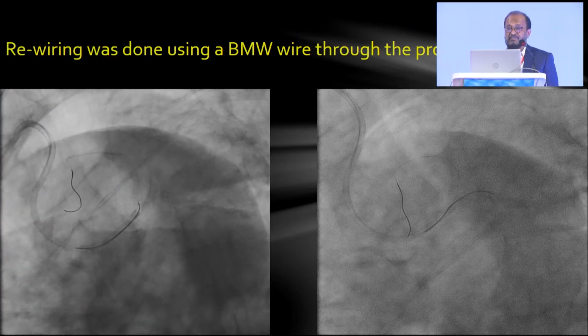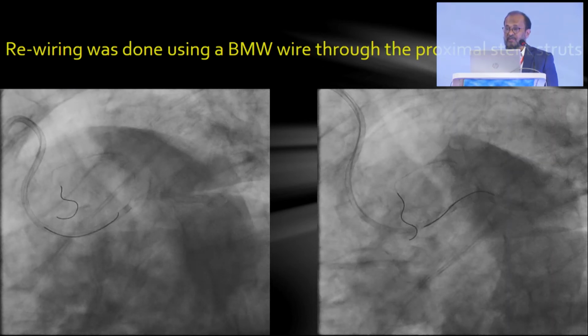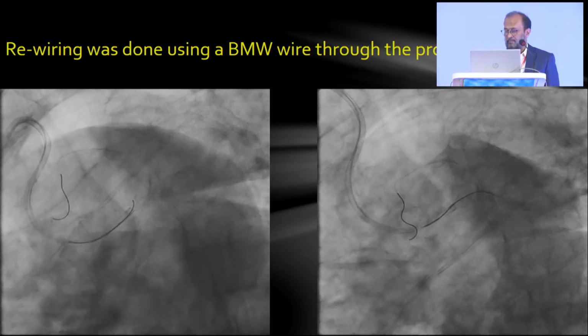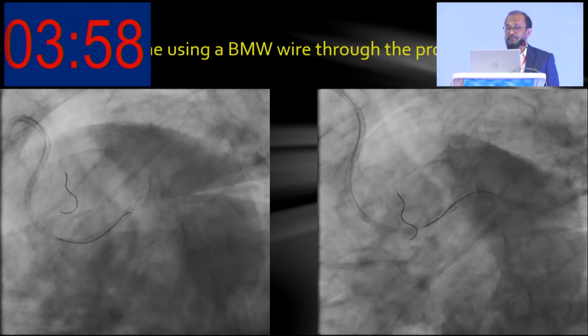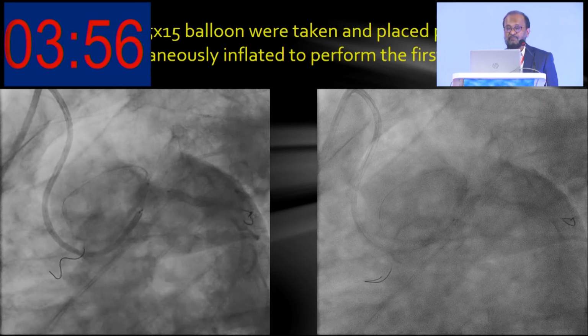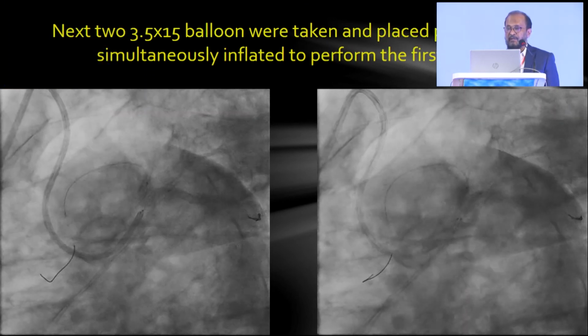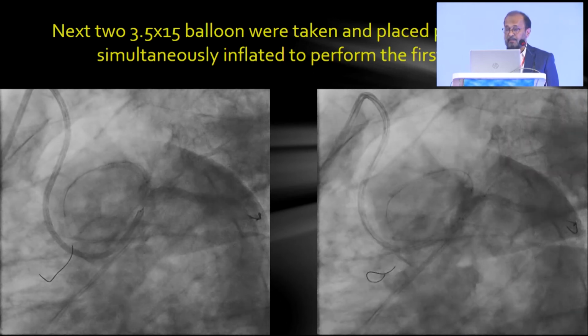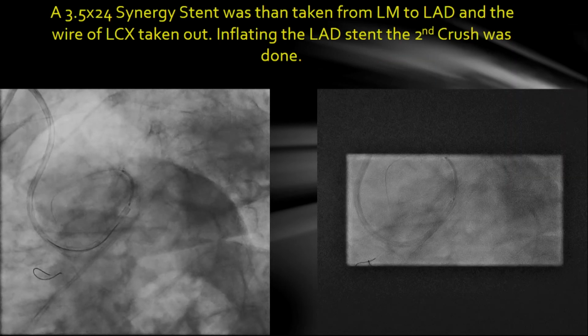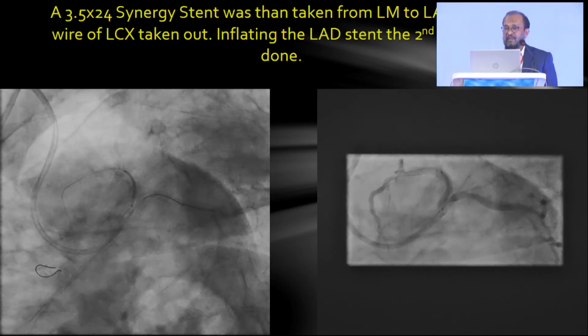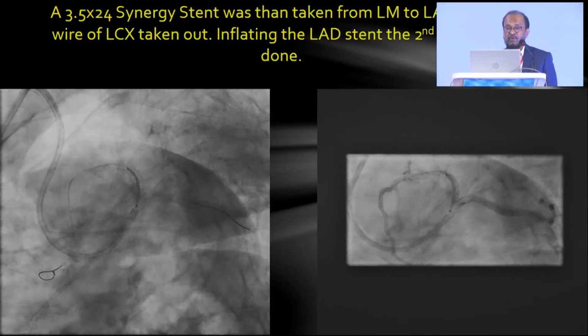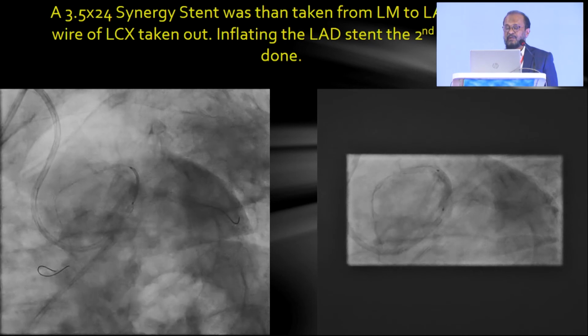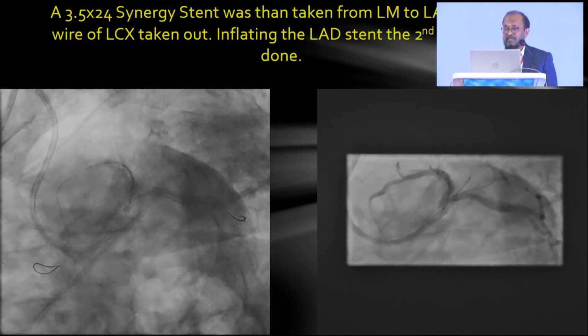Rewiring was done using a BMW wire through the proximal strut of the stent, and we can see it in the cine picture. Next, two 3.5 by 15 balloons were placed properly and we did the first kiss. Then a 3.5 by 24 Synergy stent was taken from the left main to the LAD, the wire in the SARC was taken out, and we inflated the LAD stent to do the second crush.